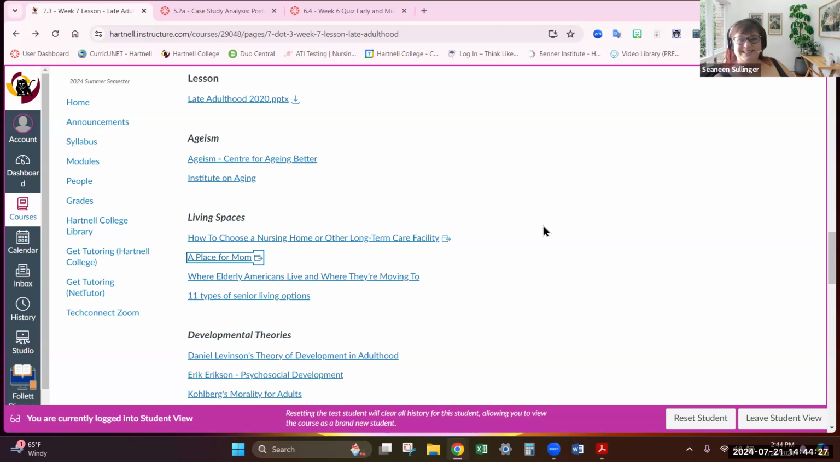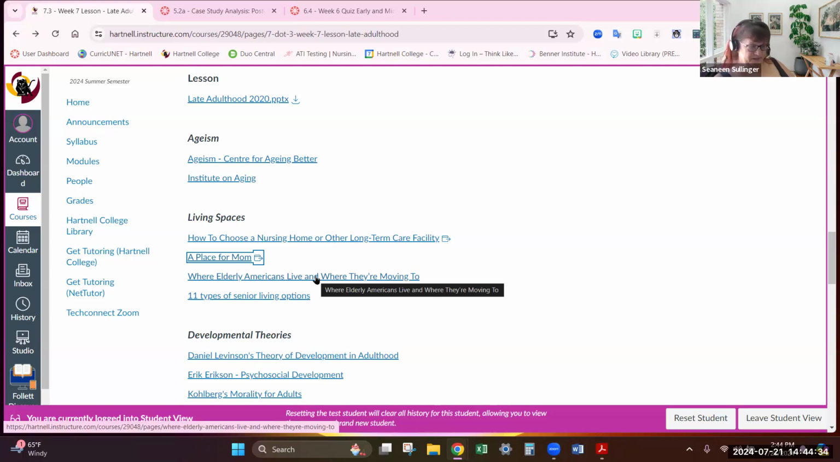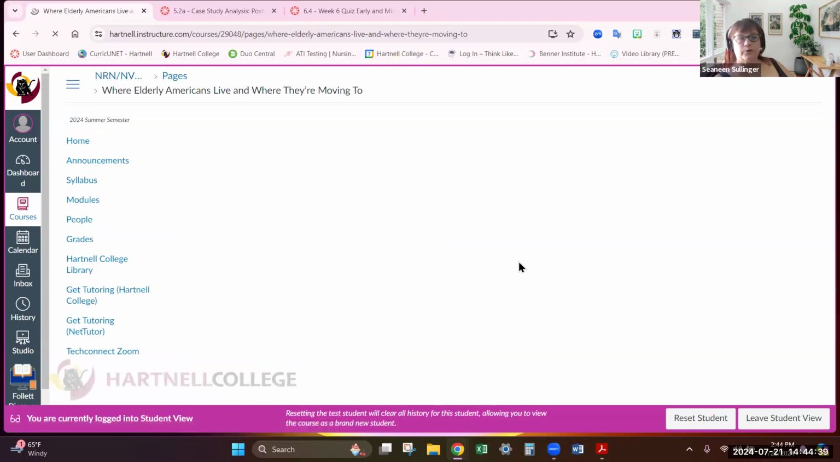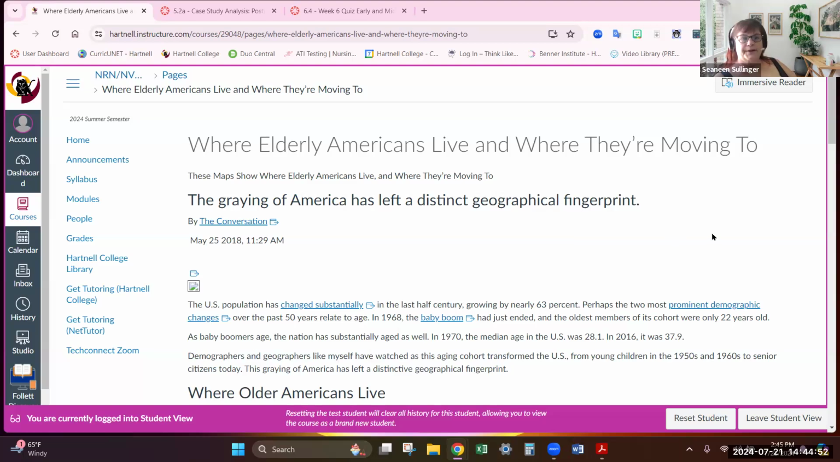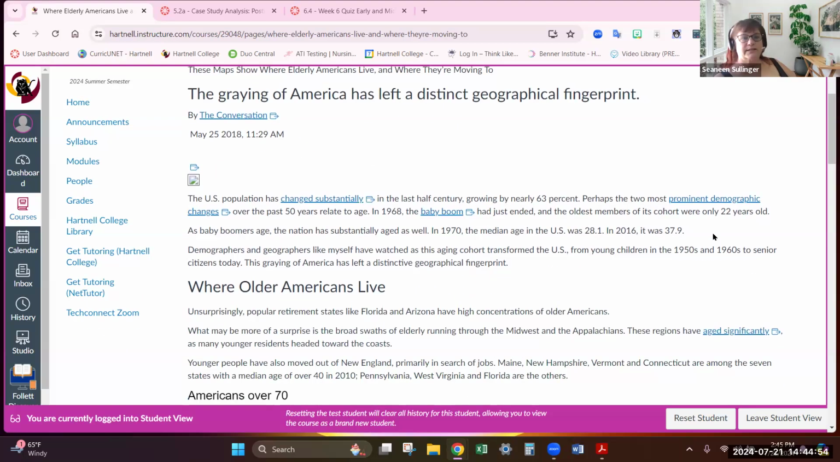There are a lot of different places in Florida, Texas, and Arizona where people want to retire and lead active lives. So, where elderly Americans live and where they're moving to. Now, this is pre-COVID. I tend to break articles and information into pre and post COVID because the world changed with COVID. However, this shows where older Americans live. Like I just said, Florida and Arizona, right? That's where most people go because it's warm and the taxes aren't so bad.